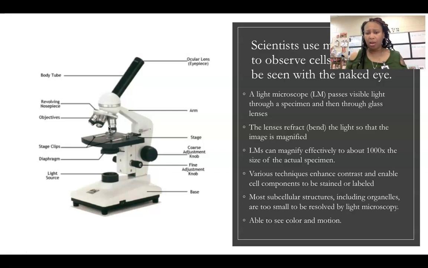There's various techniques that can be used to enhance the contrast or the difference between what you want to see and the background in a light microscope. And one of the best things about a light microscope is that you can actually use it on living things and you can see color. That is a big difference between the electron microscope, which is what we'll talk about later. Now, with the microscopes that we have in most light microscopes, the smallest thing you can probably see is going to be like the nucleus, because most of the subcellular things like organelles and stuff like that will definitely be too small to see with a light microscope.